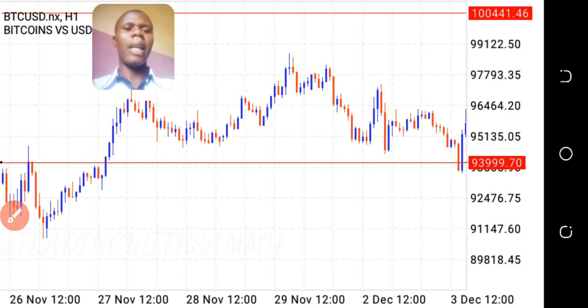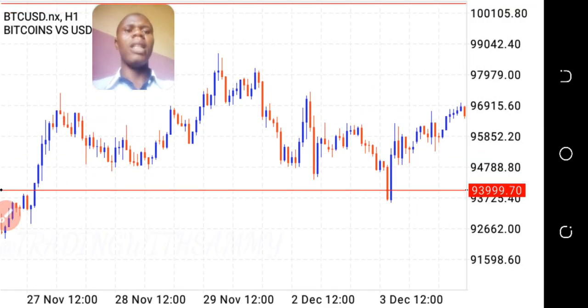Don't forget, identify the trend. The trend is bullish. The second one is that there must be a break of structure. We are seeing it. And the third one is order block. We have seen the order block, and price has come to it. But there is another problem.